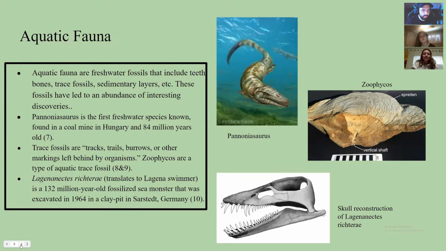Aquatic fauna are freshwater fossils that include teeth, bones, trace fossils, sedimentary layers, etc. These fossils have led to an abundance of interesting discoveries. The Pannonian mosasaur is the first freshwater species known, and it was found in a coal mine in Hungary and is 84 million years old. This creature belongs to a family of ancient aquatic reptiles known as mosasaurs, which look like a cross between crocodiles and whales.